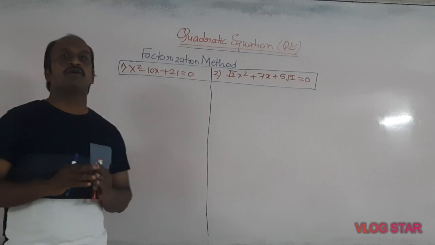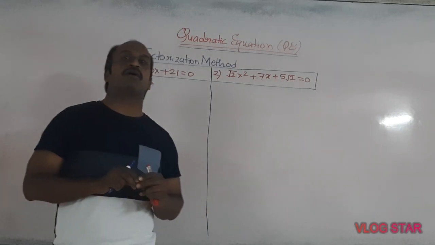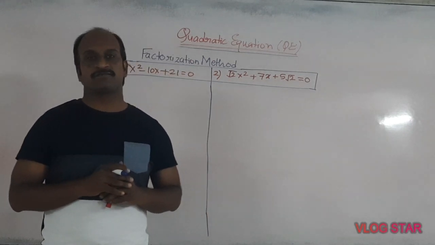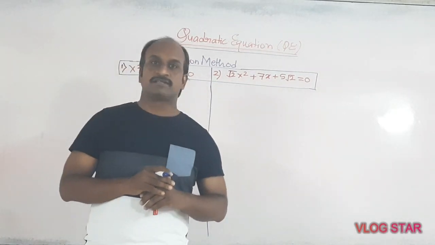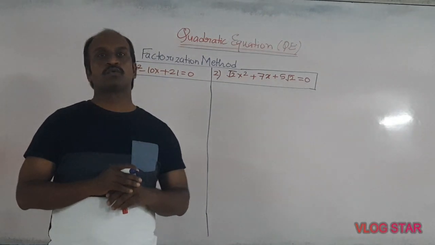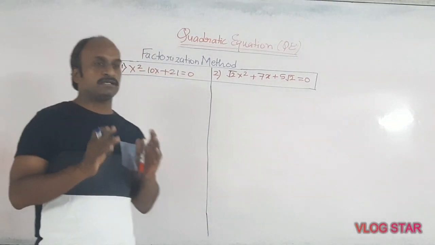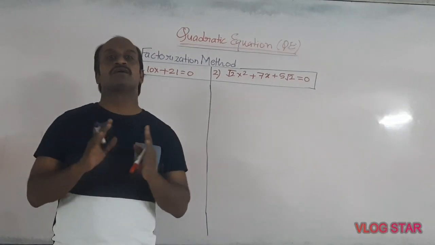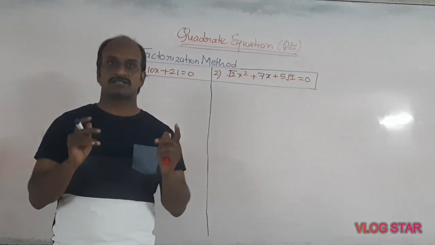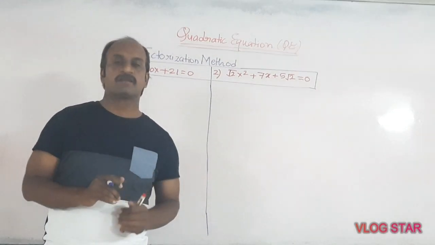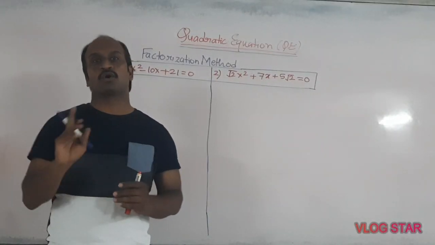Okay, so we are going to talk about one of the important methods of solving the quadratic equation, that is called the factorization method. This method consists of 2-3 steps which we have to remember. The first step is to split the middle term in two factors such that their addition must be equal to the middle term and their multiple must be equal to the constant.